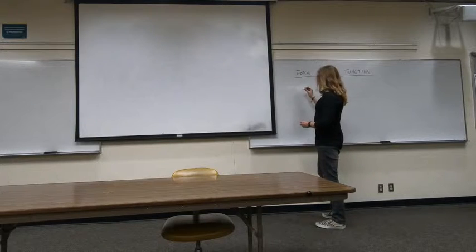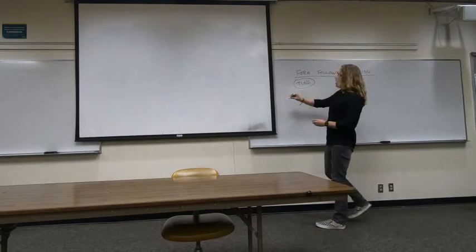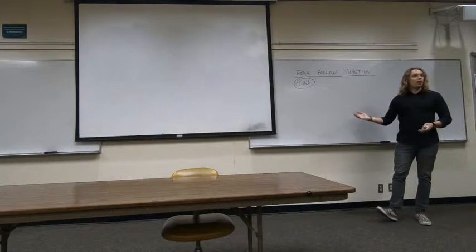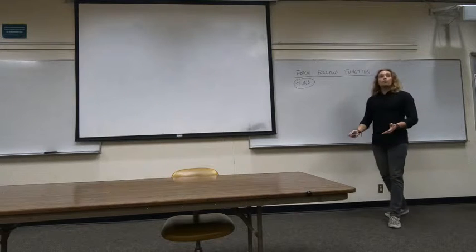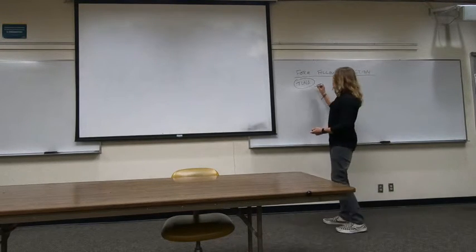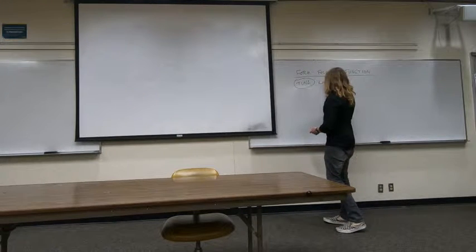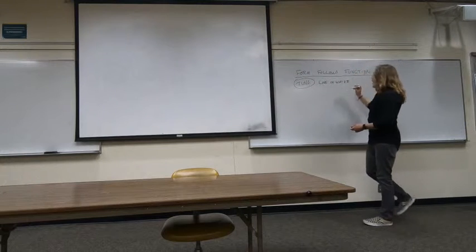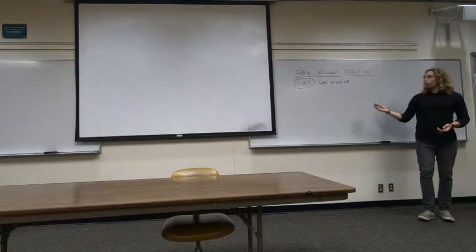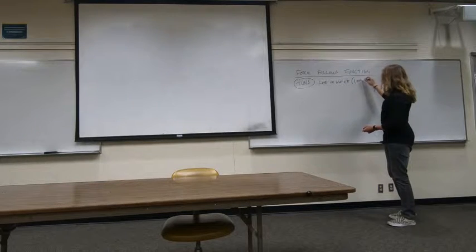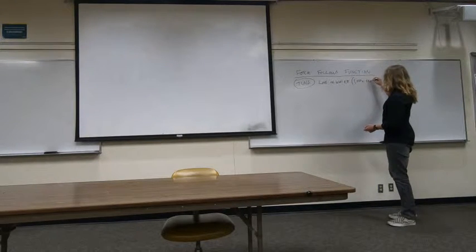So a great example of this is the tuna. I tend to gravitate towards fish examples because that's my area of expertise in biology. So where do tuna live? In the ocean, or in general in water. And this is important because water is roughly 1,000 times denser than air.